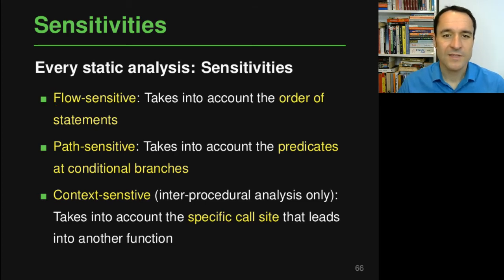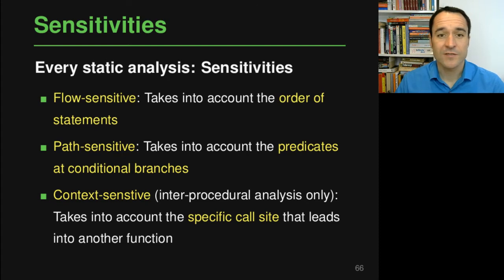Another kind of sensitivity is about paths. So an analysis is path sensitive if it takes into account the predicates that are checked at conditional branches. So if an analysis is path sensitive and if there is some if with some condition, then the analysis will know that the condition is true in the then branch, but false in the else branch. Whereas a path insensitive analysis just knows that there are two paths, but it doesn't really know whether the condition is true or false on any of them.